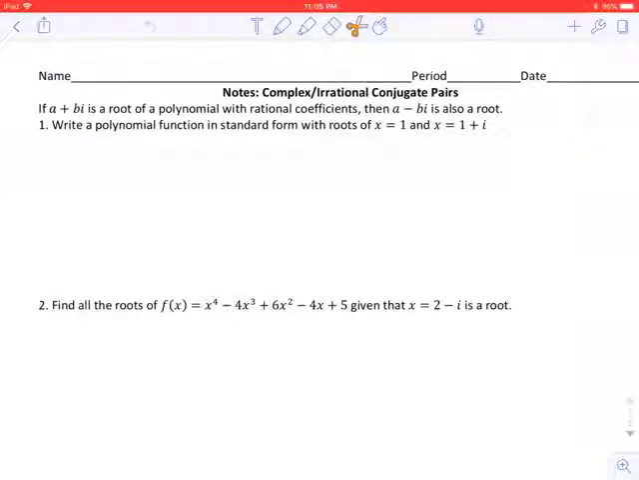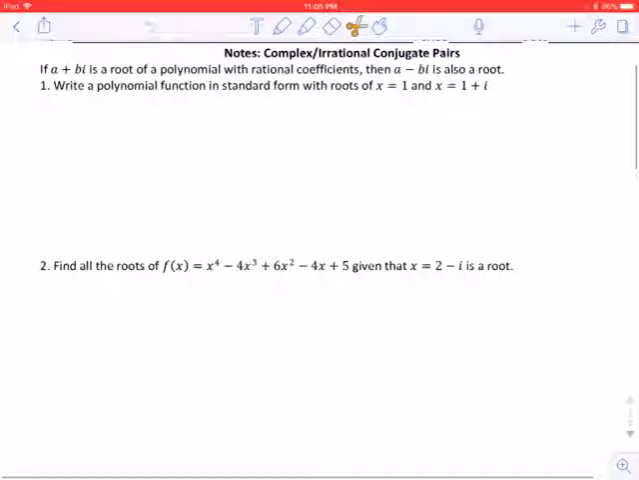So, using complex and irrational conjugate pairs. We know that if a plus bi is a root of a polynomial with rational coefficients, then a minus bi, its complex conjugate, is also a root. So we can use that fact to write this polynomial function in standard form with roots of x equals 1 and x equals 1 plus i.